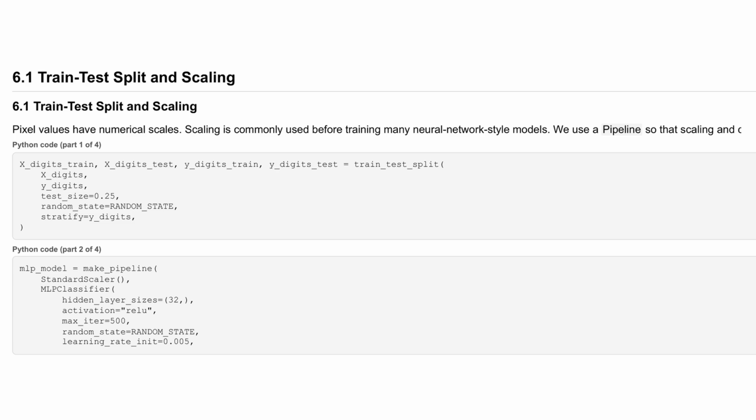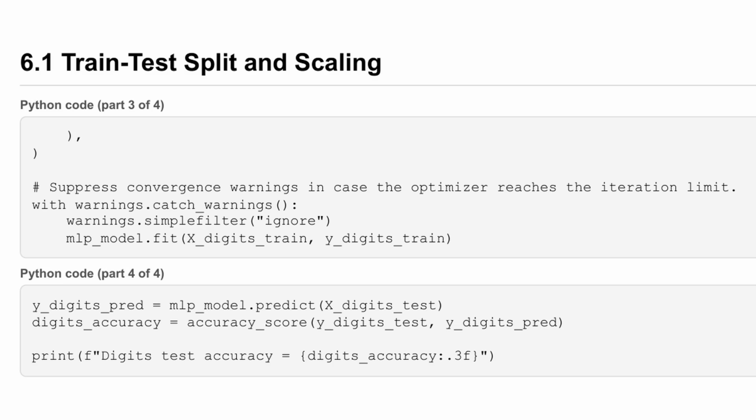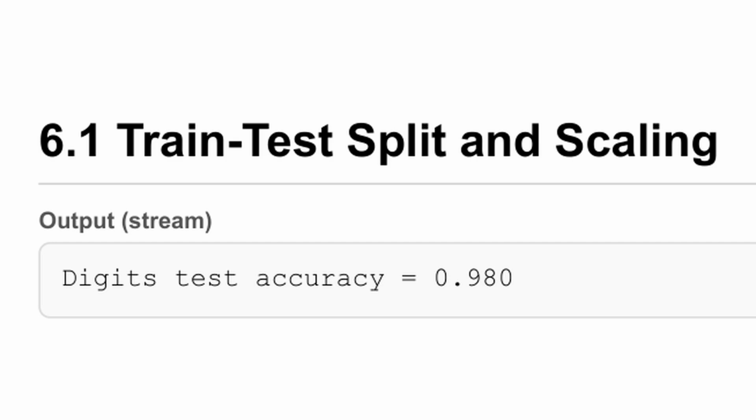Because pixel values have numerical scales, it is best to standardize them. We split our dataset and set up a pipeline that scales the data before feeding it into our neural network classifier. We configure the multi-layer perceptron with a single hidden layer of 32 neurons, then fit the pipeline to our training data and calculate the test accuracy. The test accuracy is 98%. Our simple neural network has performed very well at recognizing these handwritten digits.